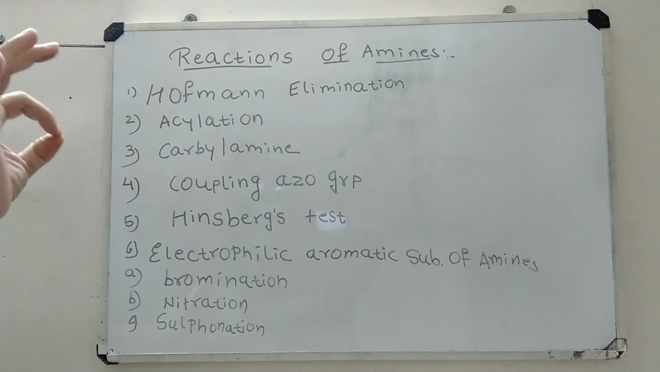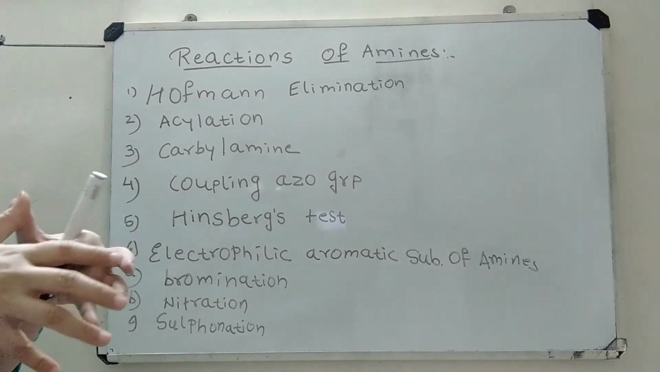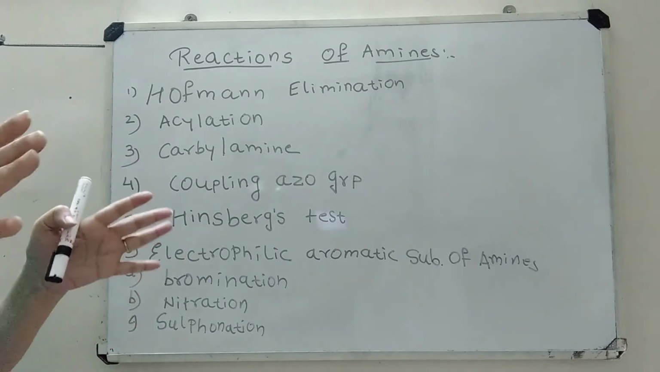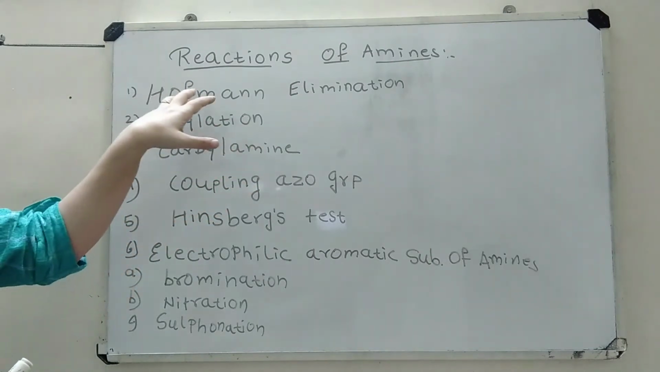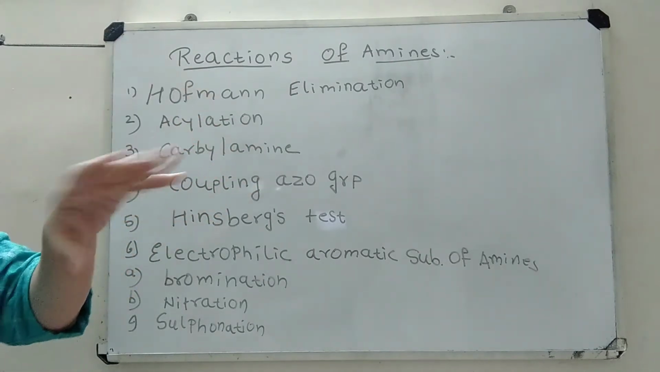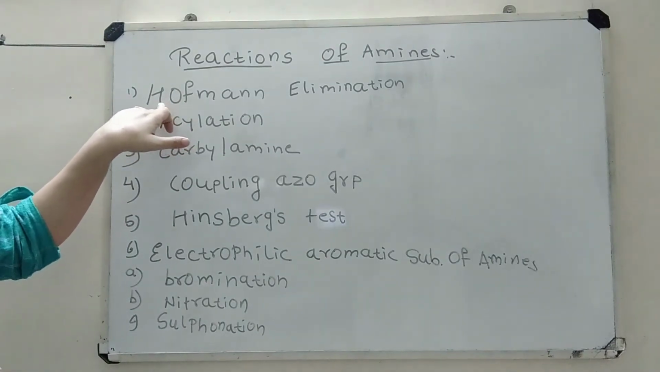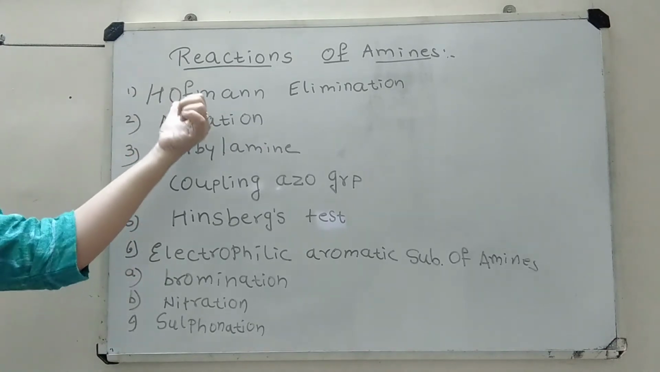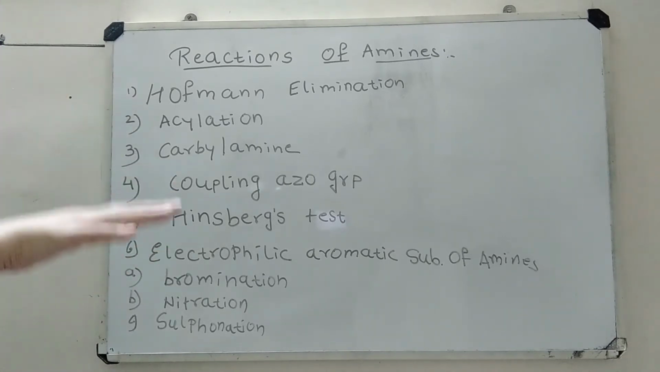Always keep in your mind that whenever this word elimination is given, most probably there is the formation of the alkene. If it is beta elimination, Hoffman elimination, then there is always formation of the alkene. So in this first one, we have to prepare the alkene from the amine. It is also concerned with the quaternary ammonium halide that we have learned in the last session.